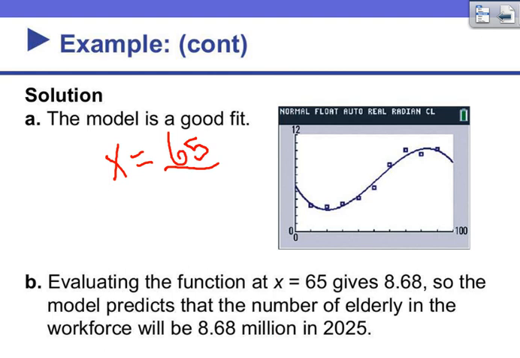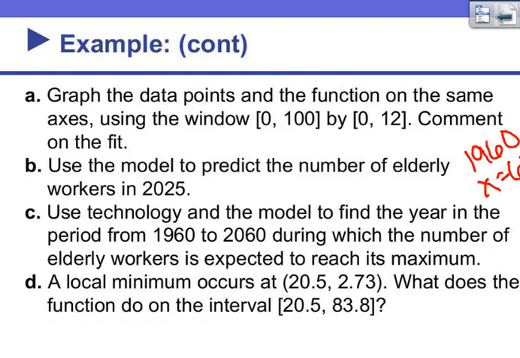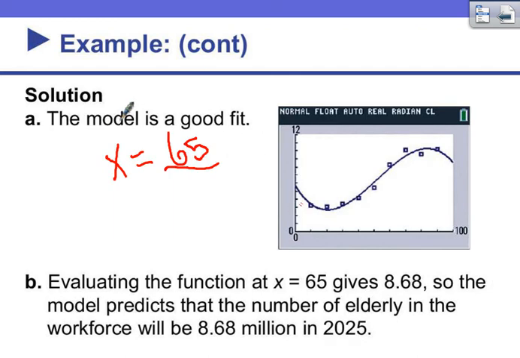Part C is asking us to find the year in the period from 1960 to 2060 in which the number of elderly workers is expected to reach its maximum. Keyword there, we are looking for the max. So take a look at this graph. It said over these entire years. So we're looking for the maximum. We're going to use that second calculate maximum button and find that value.